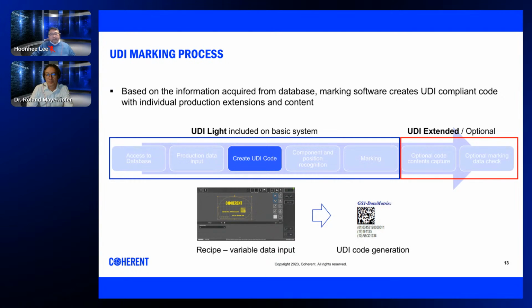So you've got your recipe with the variable data spots that are waiting for the input from the database and from the host data link. And then you can update each and every element of your marking content. And such, the UDI code is generated out of that transition.